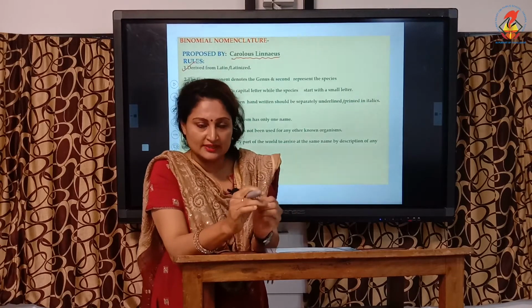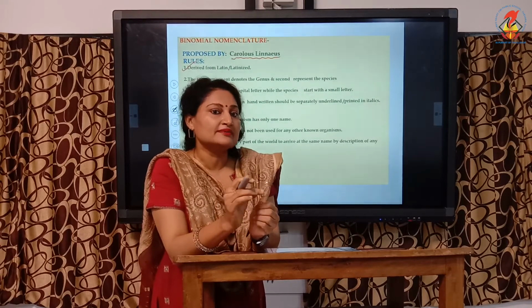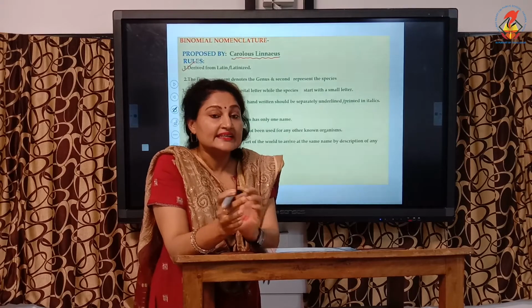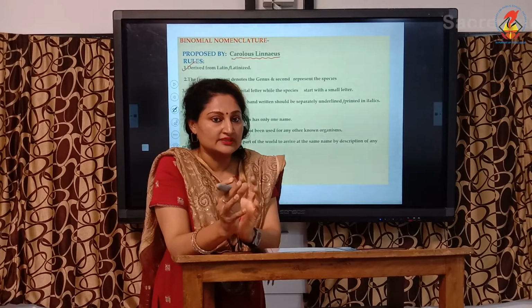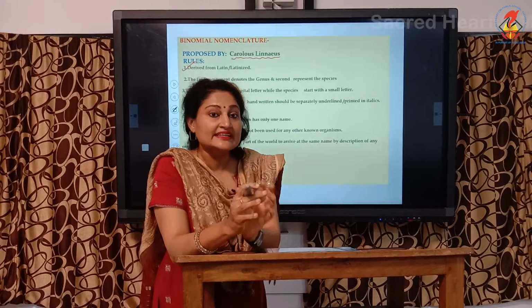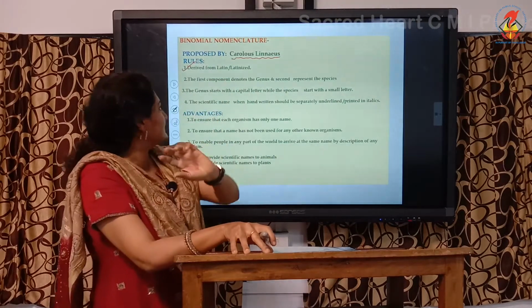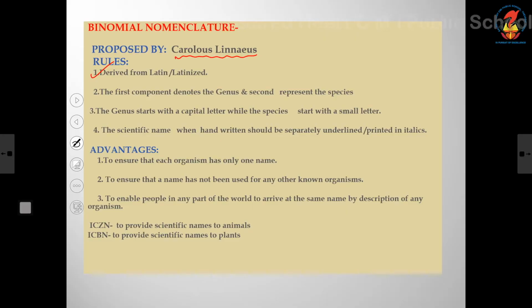So, it is Latinized by giving the word Malabaricus. Many plants and animals that have originated in India, instead of writing India, they call it by the Latinized name Indica. So, they have given it a Latinized ending. So, first rule: derived from Latin or Latinized.